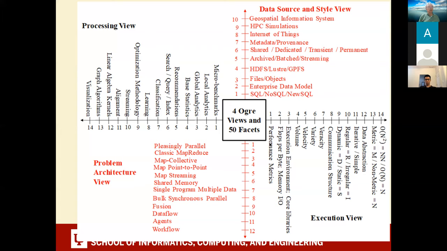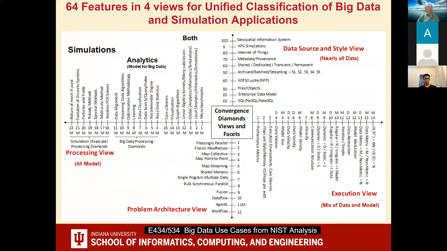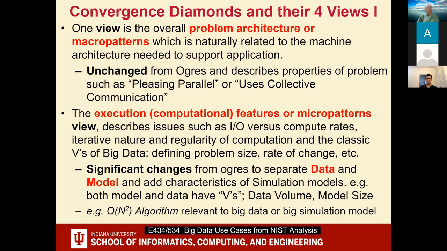We have things like, what is the volume of data? That's a feature. So here we have 50 features, which as far as I know is the best collection of features there is in the world. And here we have actually an extended set, and they were used not just to classify big data, but also big simulations. So they tended to add simulation algorithms over here and simulation technologies over here. The data and the architecture are essentially unchanged. And those are described in what are called the convergent diamonds. They have again these four different axes on which the features are divided.